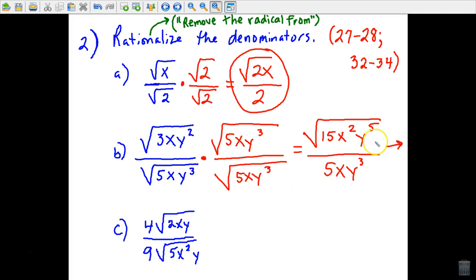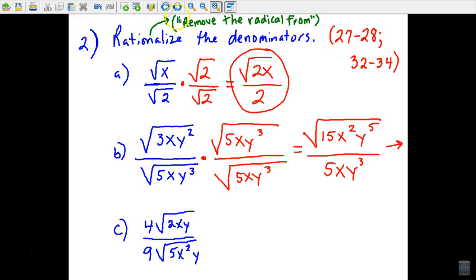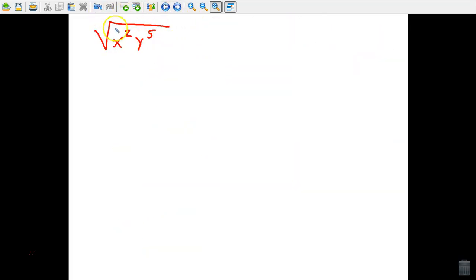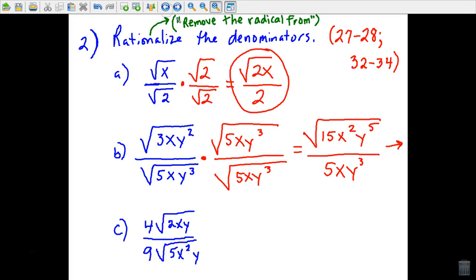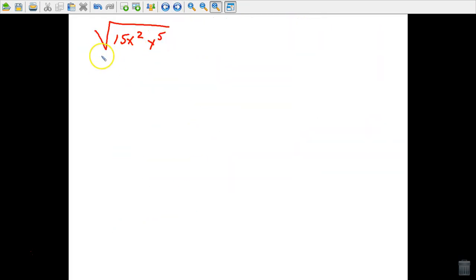Okay, I think we'll go to the next slide to continue this thought. The square root of 15x squared y to the fifth. Sorry about that. And that's divided by 5xy cubed.